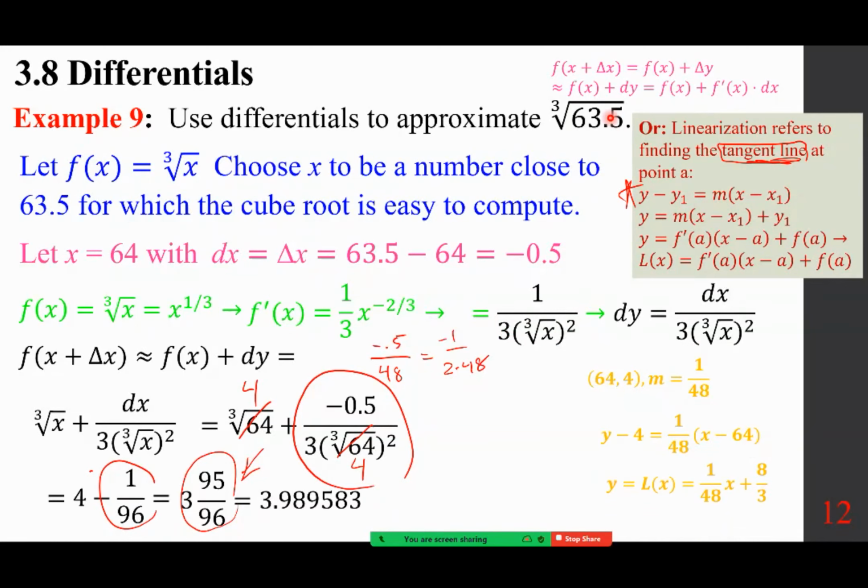And now all you have to do, replace the x with 63.5. It must give you the same answer, and it will. Again, do you have to do both ways? Absolutely not. But you need to understand both of them will result in the same thing. And linearization, simply put, means find the tangent line.